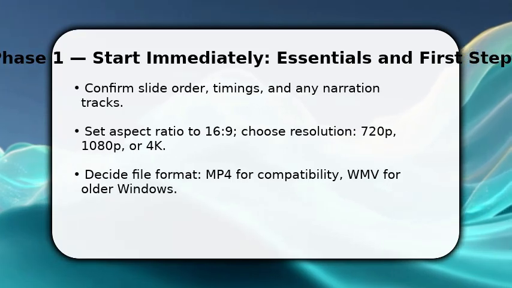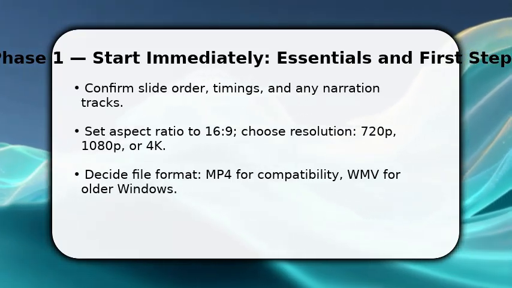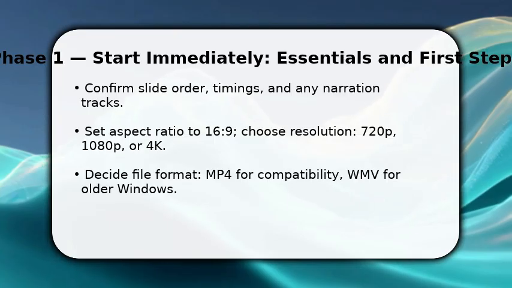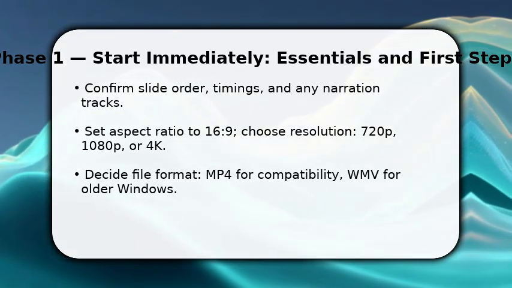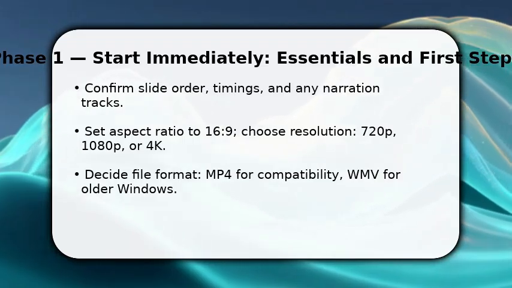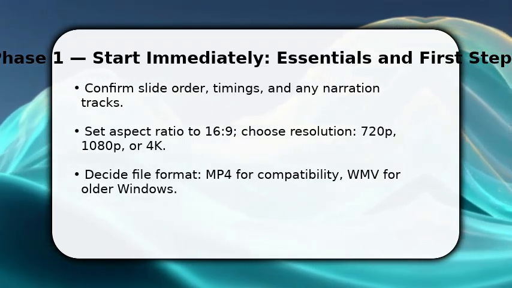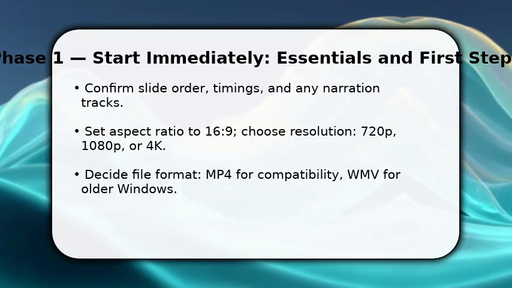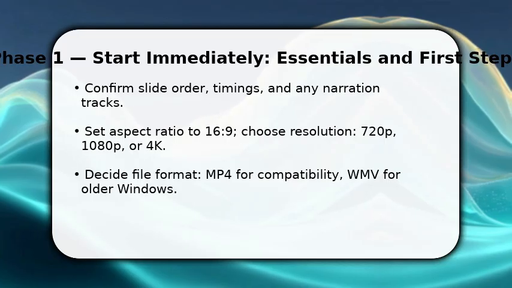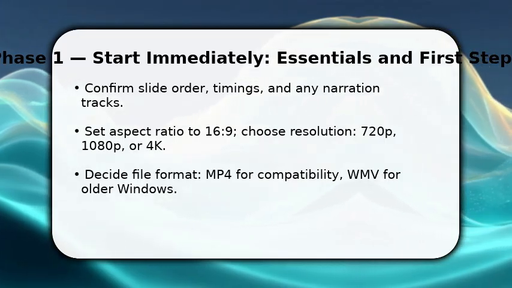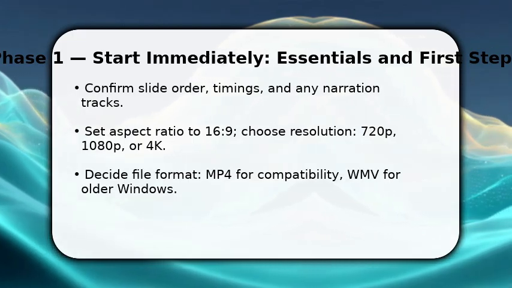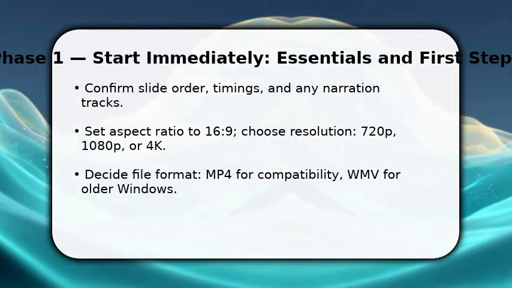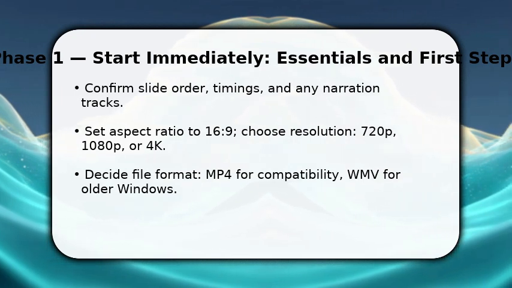Enjoy the video. You start by locking down what will actually appear: slides, transitions, and any recorded narration. Once done, set the aspect ratio to 16:9 and pick a resolution that matches your audience. 1080p is a safe default. Next, choose MP4 for universal playback or WMV when working inside legacy Windows ecosystems. Make sure to test a short segment. Export settings determine file size and quality, so adjust bitrate if you need smaller files versus max.